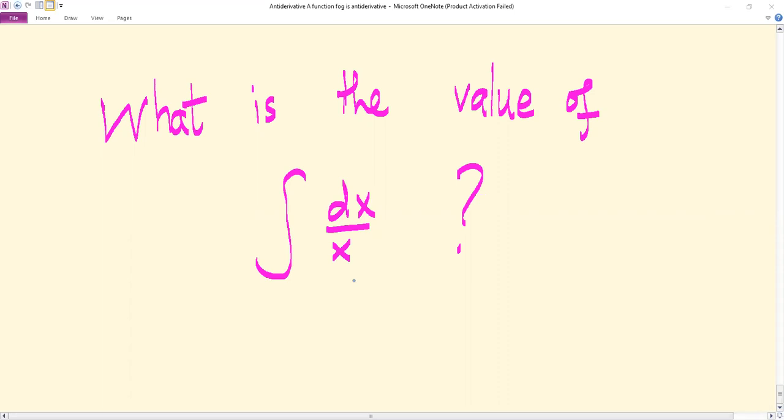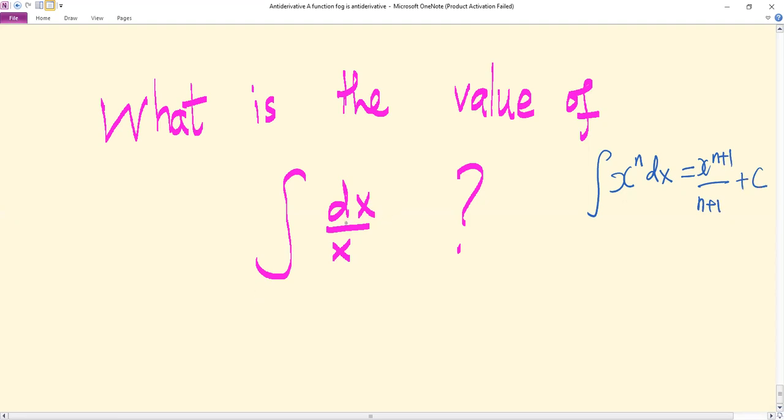Welcome to this session. In this session, we continue the discussion on integration. Now I have a problem here: find the value of the integral dx over x. Remember, so far what we have discussed is that the integral of x raised power n dx is the same as x raised power n plus 1 divided by n plus 1, and then plus a constant c.